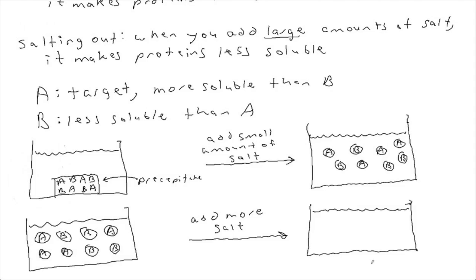B. How do you know? What information did I give that tells you that? It's less soluble than A. Yeah, so I didn't emphasize that, but I told you that B is less soluble than A. So if B is less soluble, does that mean that it's easier to precipitate it or harder?